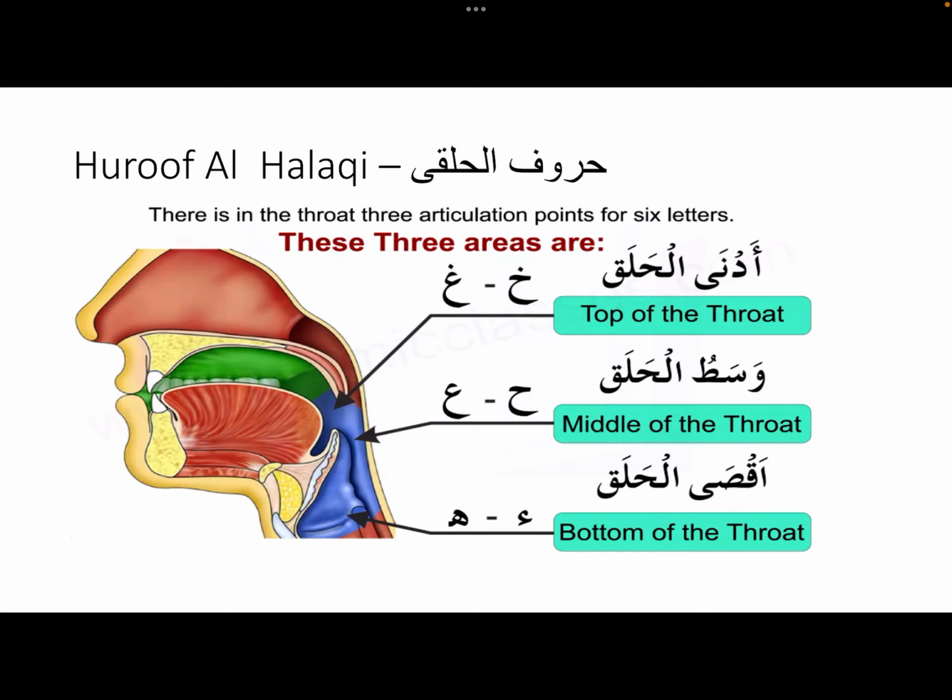Now the second part of the throat is the middle of the throat, which is called Wast al-Halq in Arabic, and there are 2 letters, which are ha and 'ayn. These are the 2 letters which are pronounced from the middle of the throat, and if you put your finger on the middle of your throat, you would feel movement in ha and 'ayn. If you feel the movement, this means you are pronouncing it really very well.